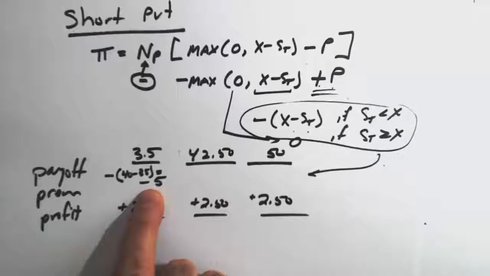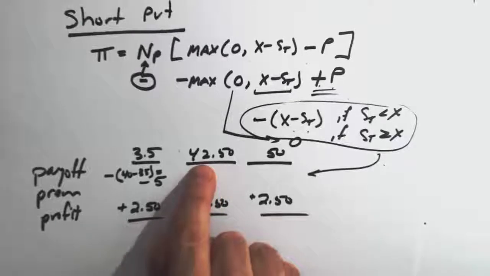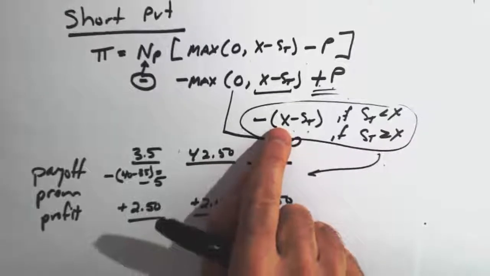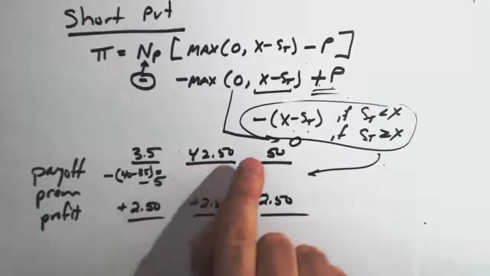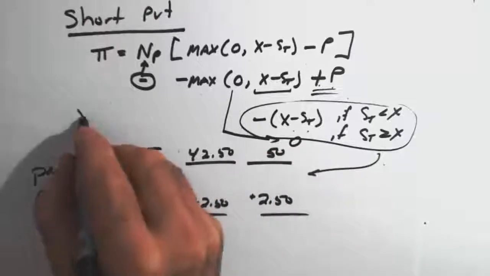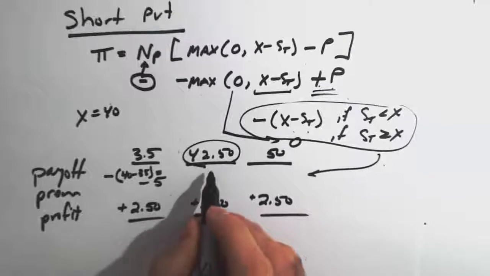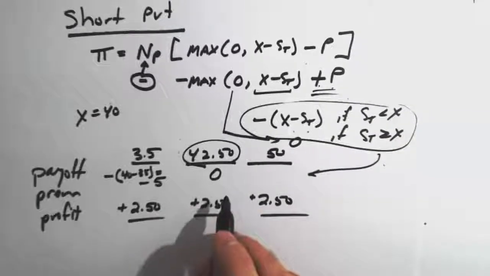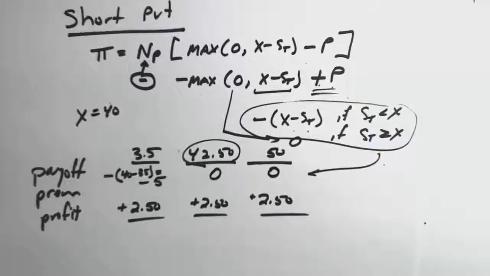Okay. Now here the option is out of the money to the holder. The holder will never exercise the option when the price is above X, because why would the holder want to sell at 40, X equals 40, when they can sell it in the open market at 42.50? So the payoff is 0, and the same logic applies to stock price at expiration at 50. That has a 0 payoff.